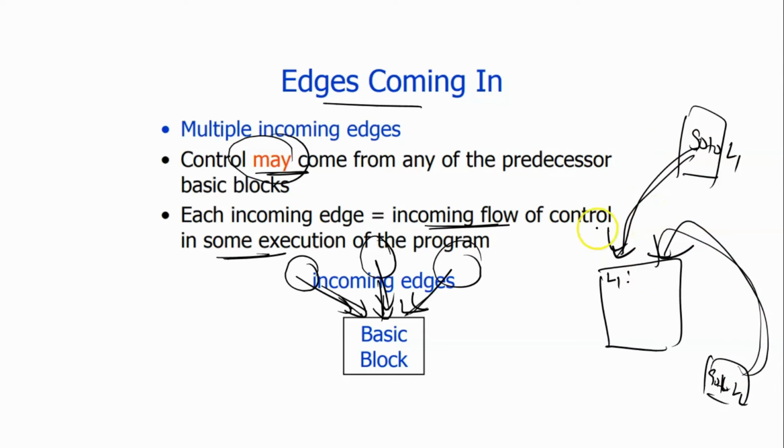Similarly, each incoming edge is telling you that in some execution you might have this flow, or in some execution you might have this flow of control.